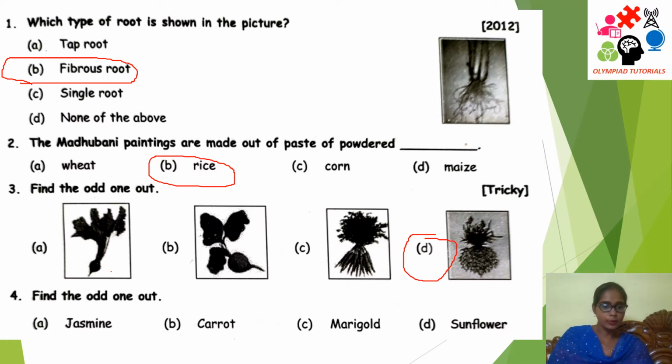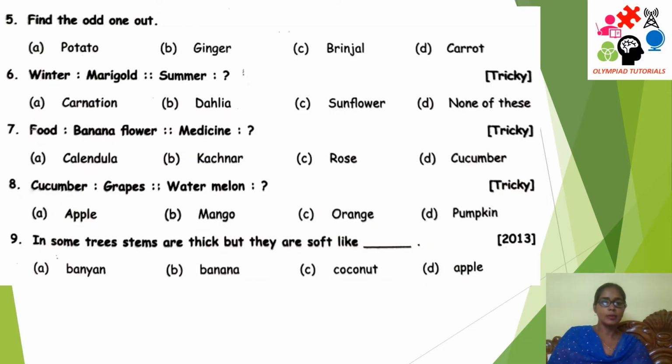Next, find the odd man out. Jasmine, carrot, marigold, sunflower. So it's a very simple question. Here your answer is going to be carrot, because jasmine, marigold, sunflower, these all are flowers. Find odd man out. Potato, ginger, brinjal and carrot. You can see here the options are very clear and very easy. Option number C, brinjal, grows above the ground, while potato, ginger, carrot are growing below the ground.